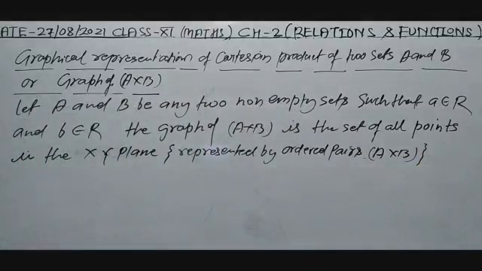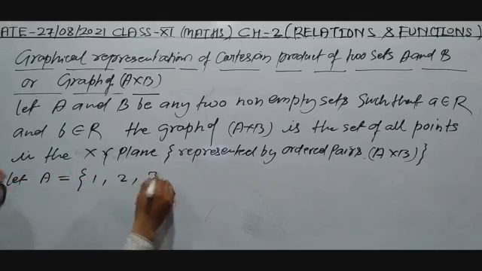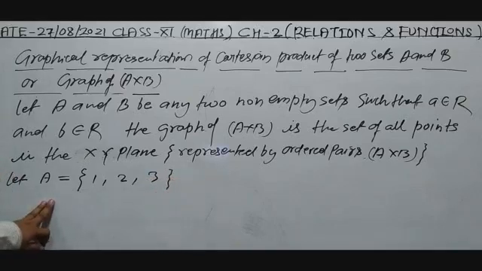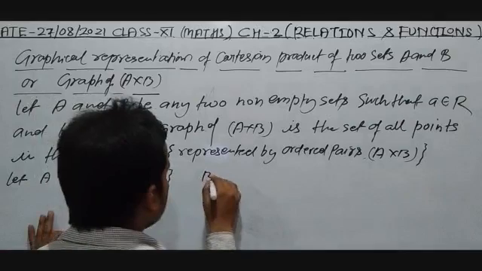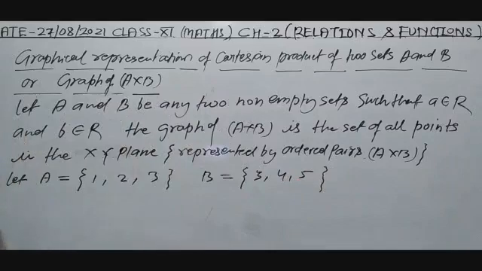Now suppose I am going to take an example. Suppose you have capital A, any non-empty set such that A is equal to {1, 2, 3}, and capital B is {3, 4, 5}. There are two sets given, non-empty sets, and these are also finite. So the number of elements in A is 3, and the number of elements in B is 3 also.